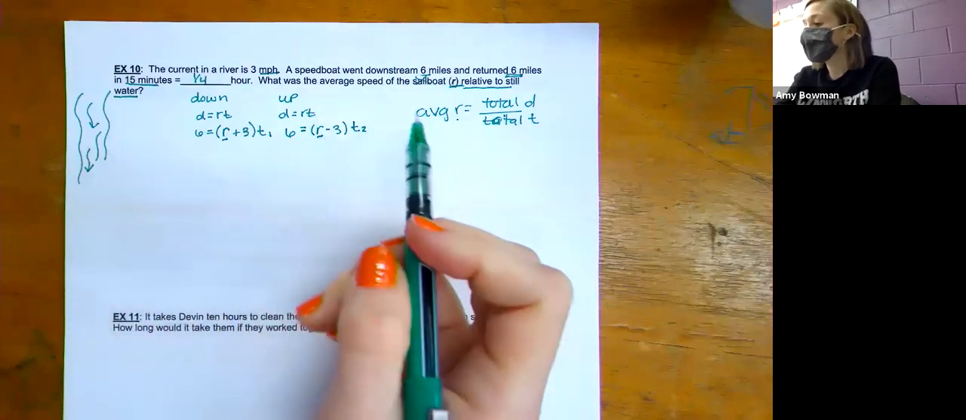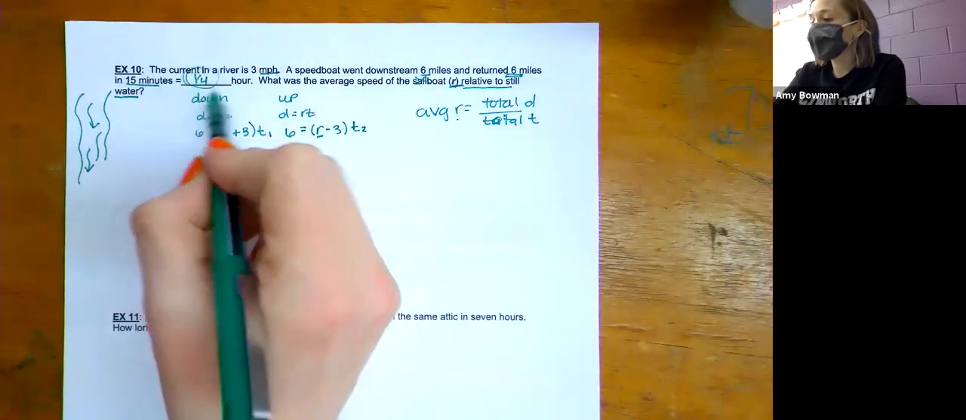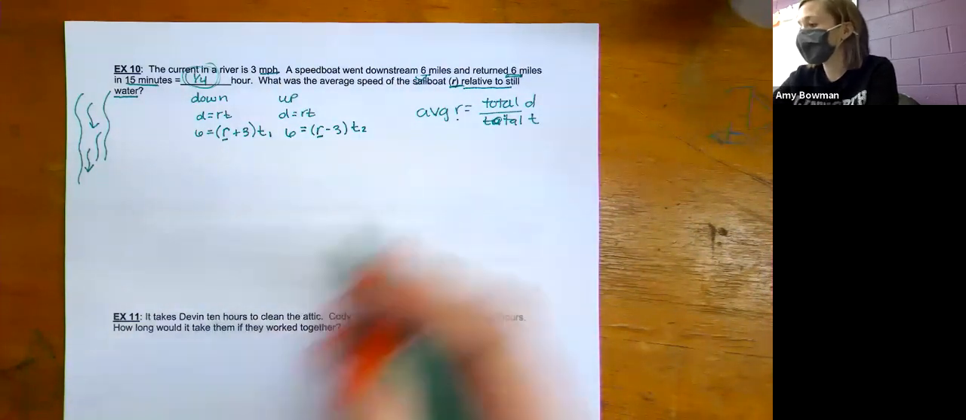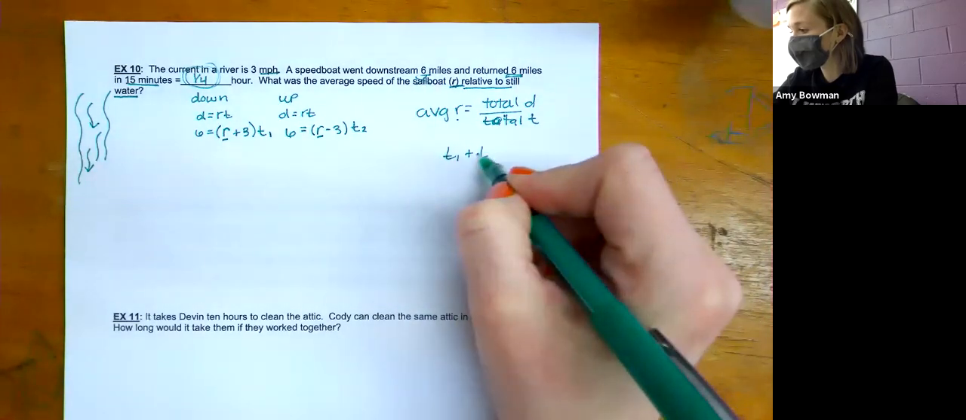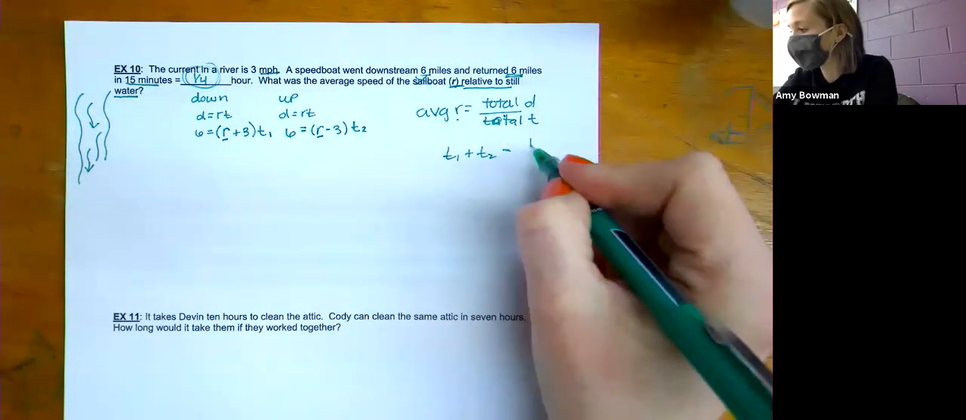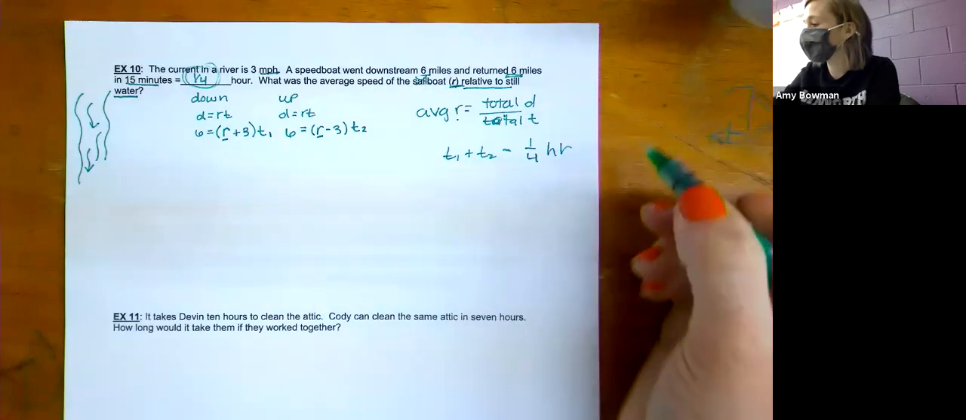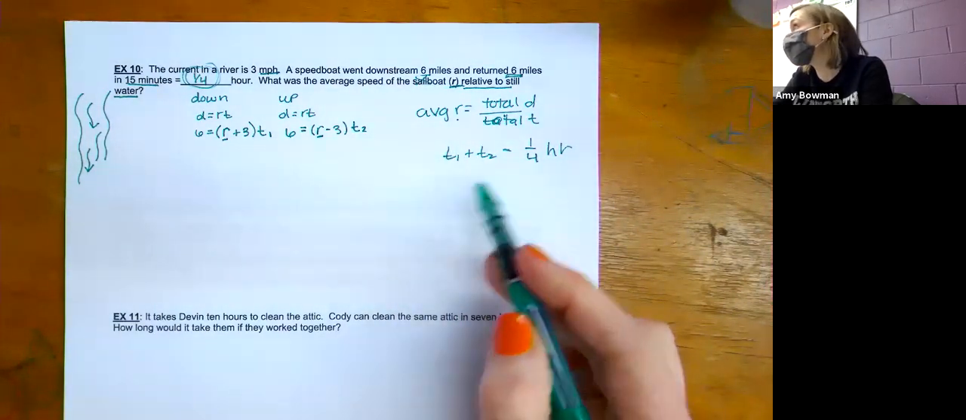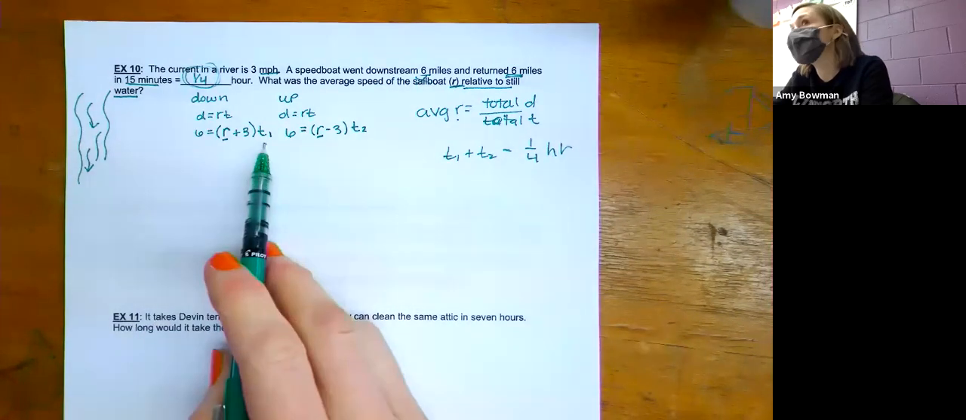The good thing is I know the total time. How's that going to help me? I know T1 plus T2 equals 1/4 of an hour. Can I get T1 and T2 from these equations?